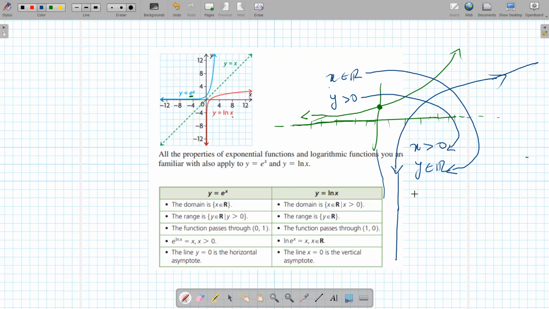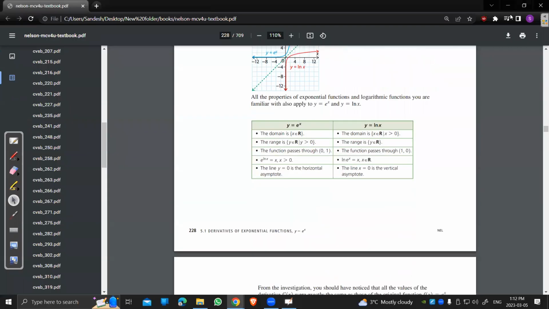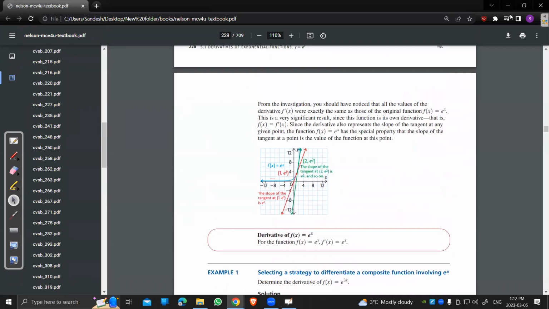An inverse function is basically when you swap the x and the y, right? X becomes y and y becomes x. That's the algebraic way of saying it. Graphically, you just flip it on the y equals x line. So that's just a very brief overview of these guys. Now let's talk about derivatives.